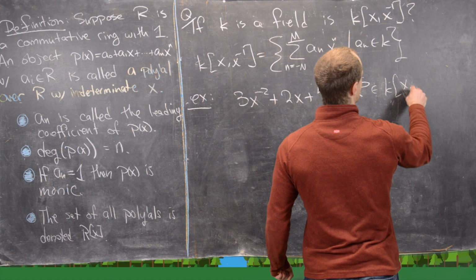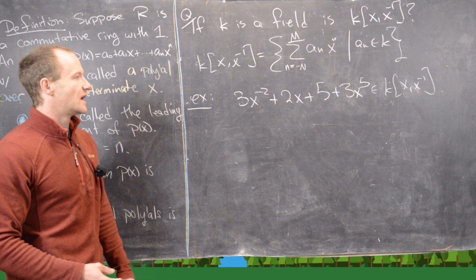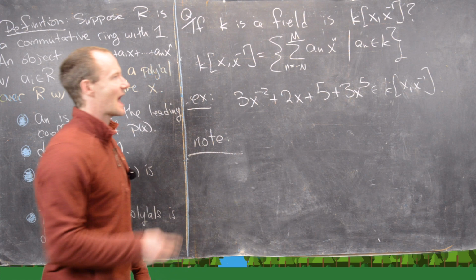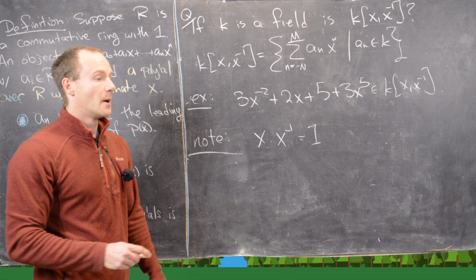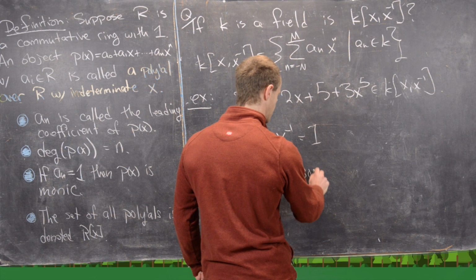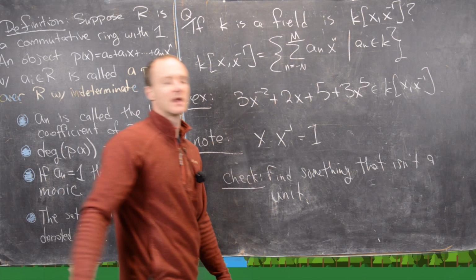And there's actually a generalization of this to the ring of formal Laurent series, which puts this example together with the last one, but we're not going to talk about that right here. Okay, great. So now notice some things that did not have inverses within the ring of polynomials do now. Notice that x times x inverse is equal to 1. But maybe not everything has an inverse. I think maybe you can check for yourself that you can find something that isn't a unit. So again, I'll leave it to you to do that, but it's an interesting question.